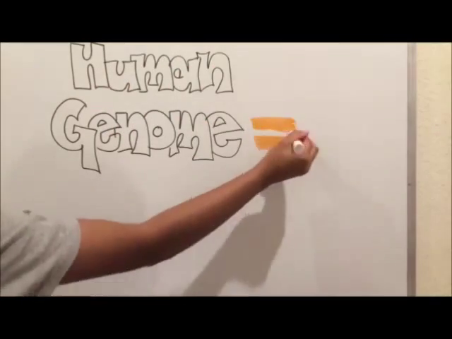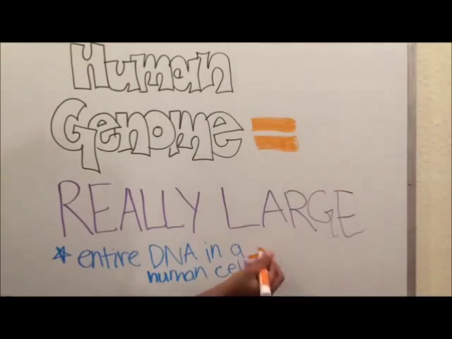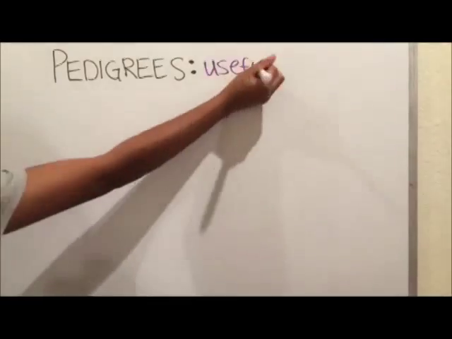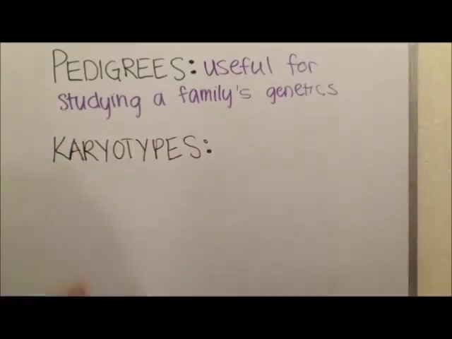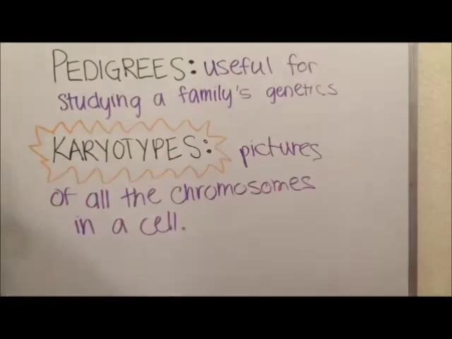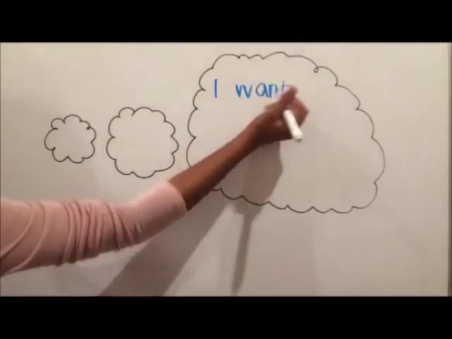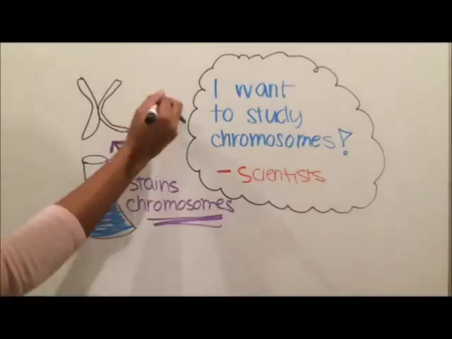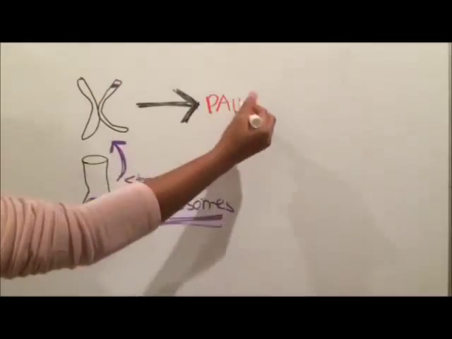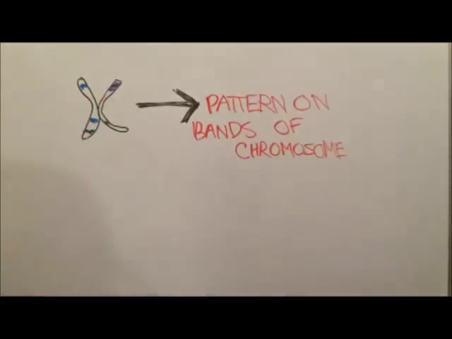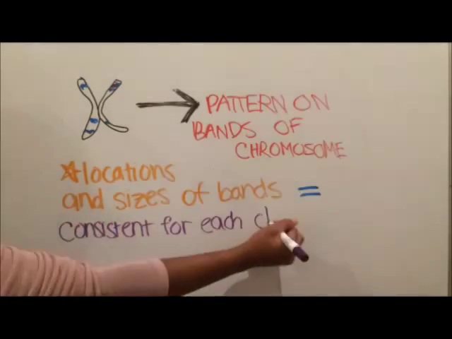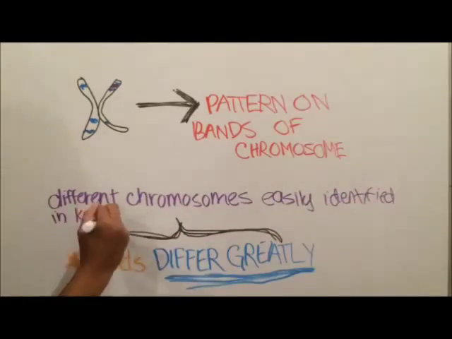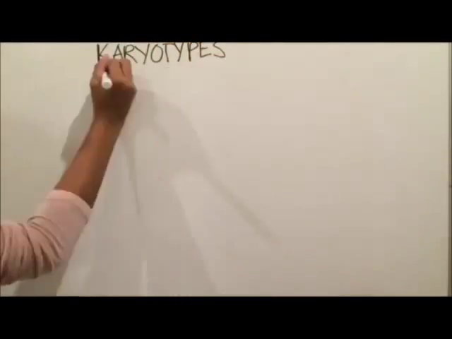Alright, so the human genome, or basically the entire DNA in a human cell, is really large and makes mapping genes difficult. Pedigrees are useful to study genetics in a family, but karyotypes are pictures of all the chromosomes in a cell. If scientists want to study chromosomes, chemicals are used to stain them. A pattern on the band of the chromosome is produced. The locations and sizes of the bands are consistent for each chromosome, but the bands themselves differ greatly. This way, different chromosomes may be identified easily in karyotypes. Besides determining chromosomes, karyotypes can show changes in them as well.